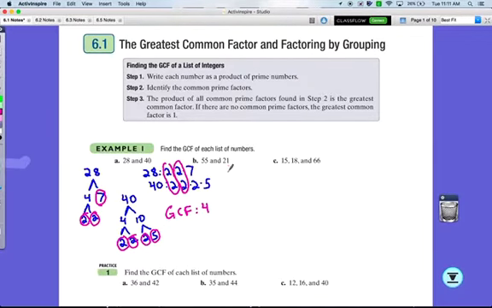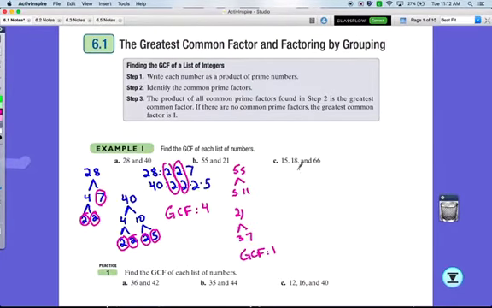All right, let's try 55 and 21. 55 is 5 times 11, and 5 and 11 are both prime. And 21 is 3 times 7. You notice 5 and 11 are not the same thing at all as 3 or 7. So the greatest common factor here for B, since they don't have anything in common, is just 1. Because 1 always goes into something. It doesn't really help you a whole lot.